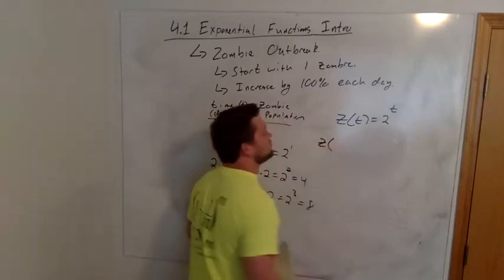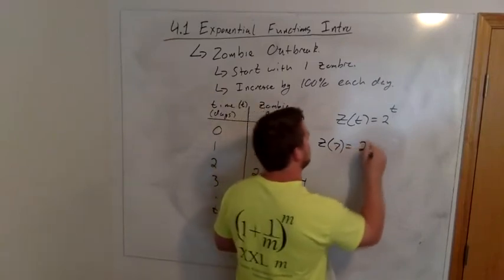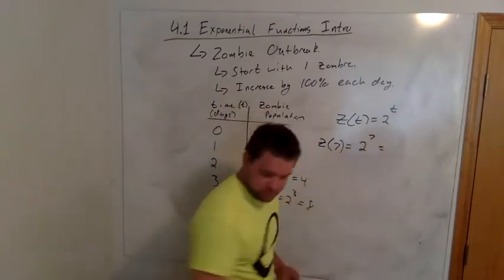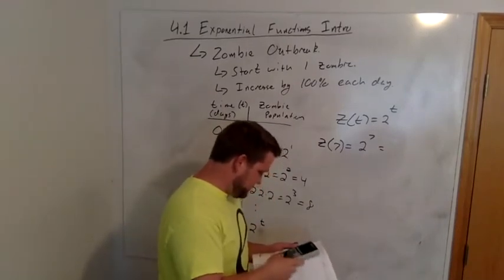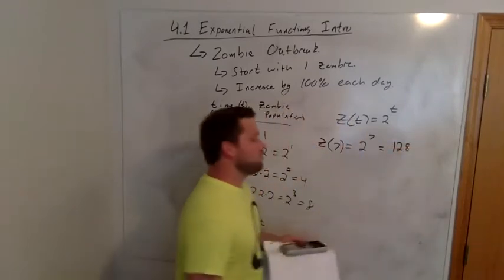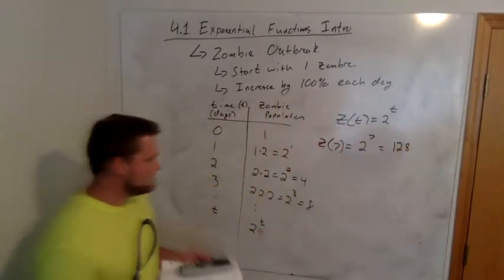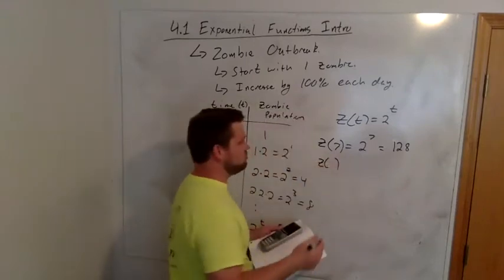Let's say what's gonna happen after a week? So that's 7 days. What happens after 7 days? So this is 2 to the 7th. Let's see what we get here. Okay, what's 2 to the 7th? That's 128 zombies. Okay, so maybe you're not too worried right now. There's only 128 zombies.